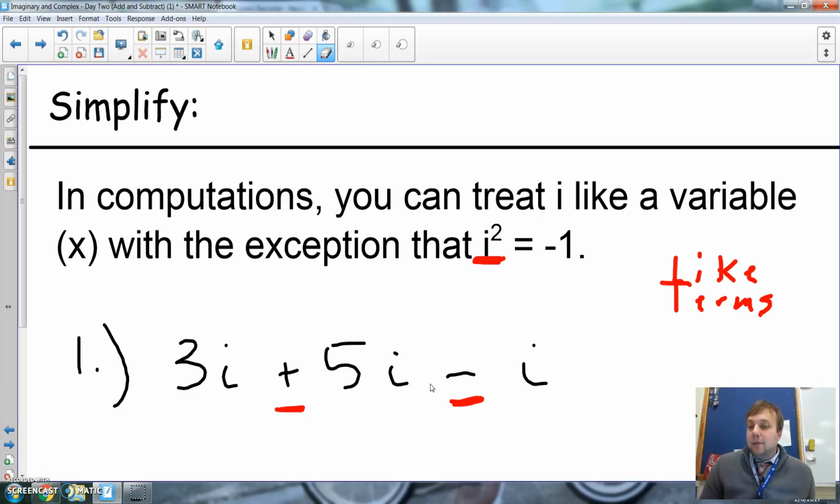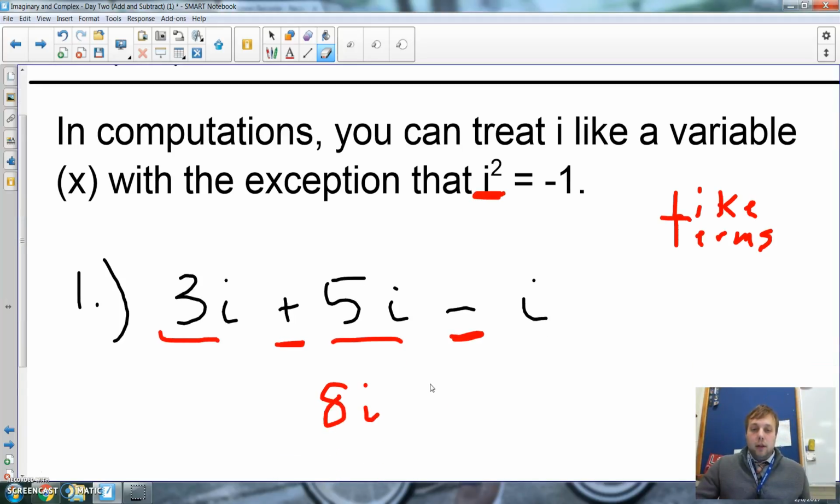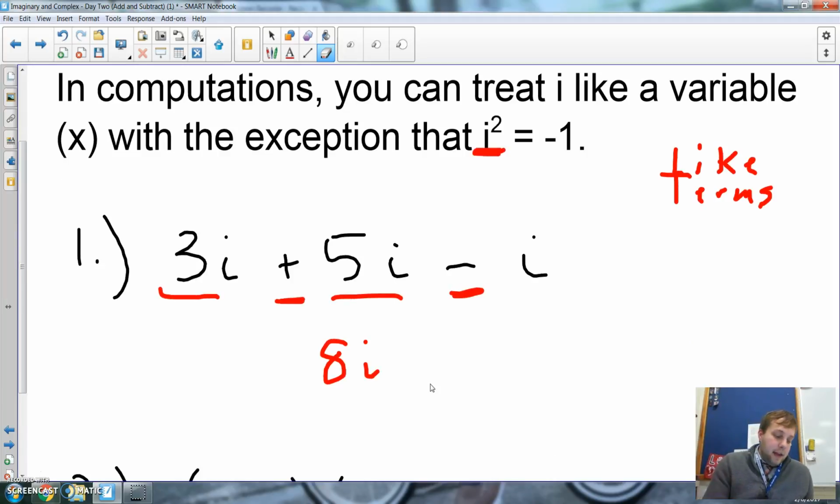Correct? Adding and subtracting have to have like terms. So, sure, 3i and 5i, well, those are like terms, right? 3i plus 5i is 8i's. And then it says minus an i. Well, what's 8i minus an i? That's going to be 7i.